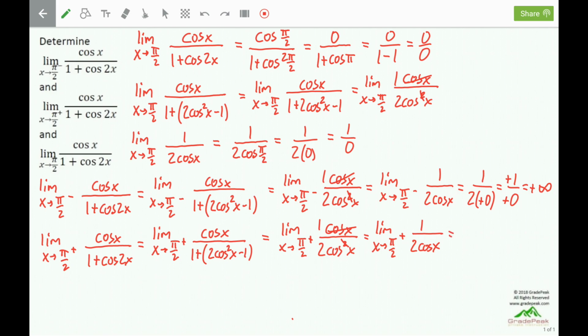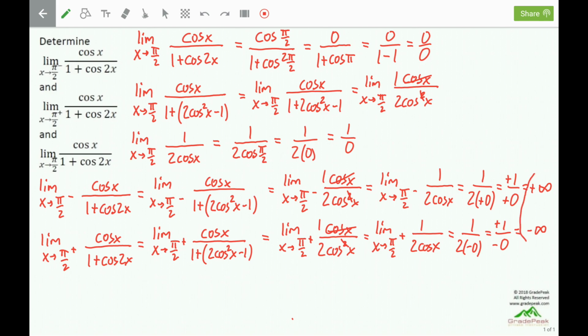The pi over 2 can plug in for any of the remaining x's. There are no other x's, so it'll just become 1 over 2 times a negative 0, which is a negative 0. The numerator is a positive 1. Positive over negative is a negative. Non-zero over 0 is an infinity. And there is the result of the right-sided limit.